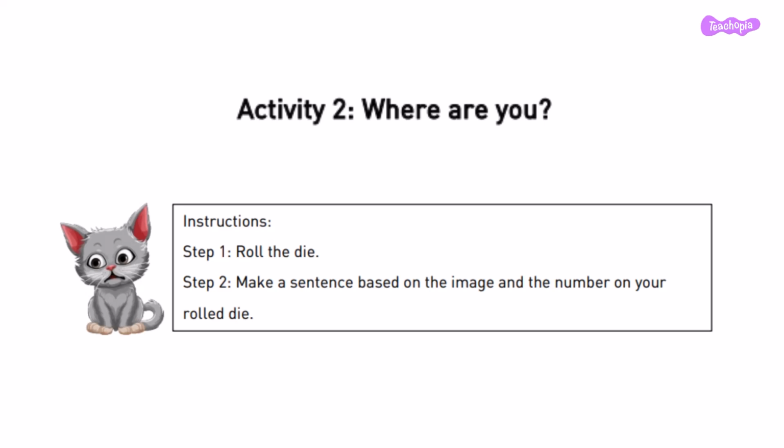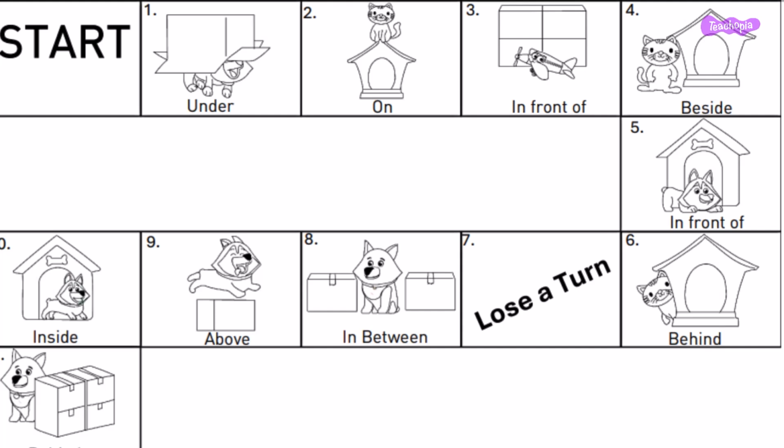Activity 2. Where are you? This is a fun game that learners can play using the sheet and the methodology given in this activity. Let's head over to this activity and see how it's done. Here we have a short board game that is picturized in this particular way. You start and you go over all the different types of prepositions picturized in each of these boxes. For example, the dog is under the box, the cat is over the house, and so on.